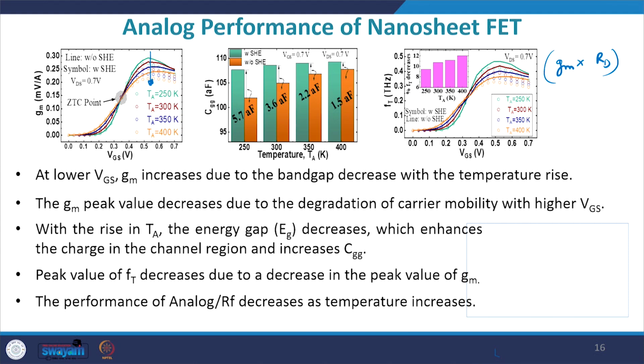Now, if you look at the second graph here, it plots the total gate capacitance versus temperature. At 250 Kelvin, for example, the difference between with self heating and without self heating is 5.7, and as you go on increasing the temperature, the difference goes on decreasing, which means that at relatively high values of ambient temperature, the difference between with and without self heating starts to reduce, and that makes sense. However, quite interestingly, the value of CGG without self heating increases much more in this case, and that makes life relatively difficult for analog designers at low temperatures.